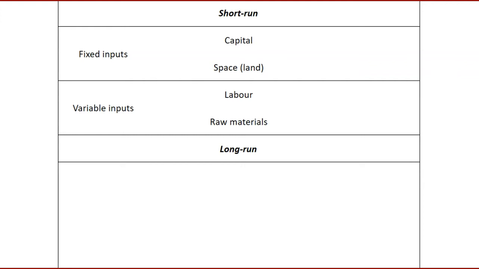production or output. In the case of the long run, there are no fixed inputs, so all the inputs are variable. They can all be changed. So this obviously includes all the different categories that we would normally think of as being inputs into the production process.